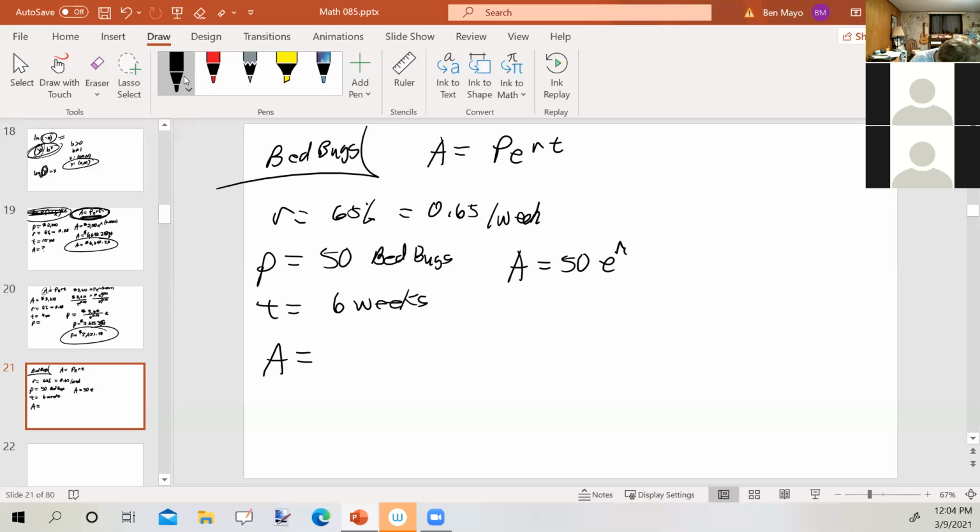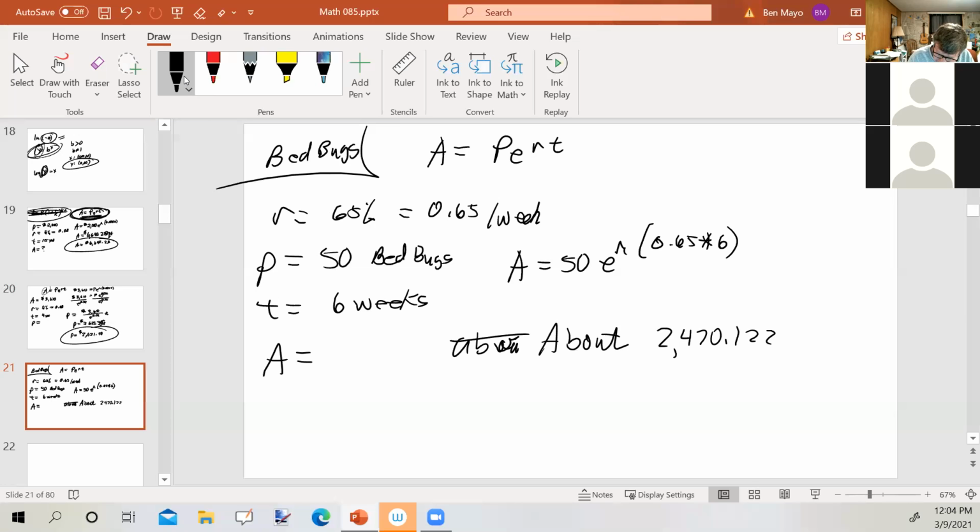We'll say 0.65 times 6. So 50 times e to the 0.65 times 6 power, and we get about 2,470, because it comes out to this and you don't have a partial bed bug. I guess a partial bed bug would be a good thing, because then it would be a dead bed bug. Any questions on that one?